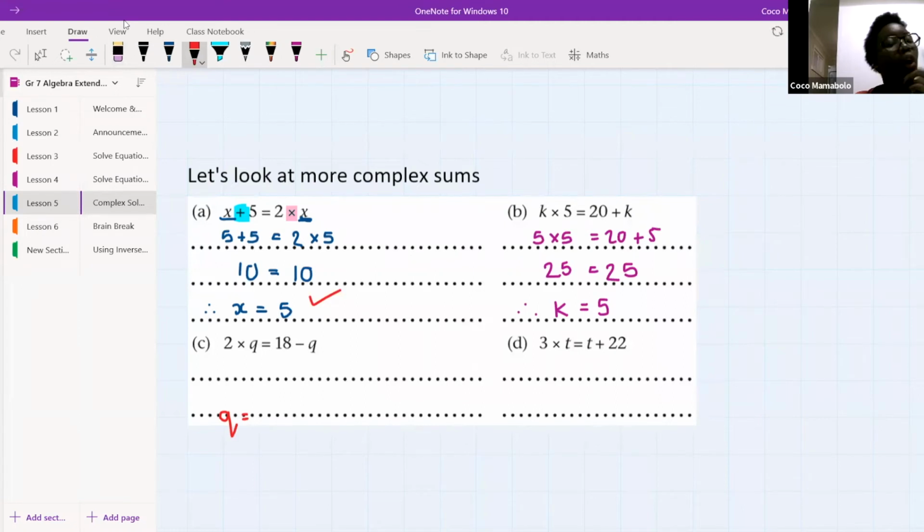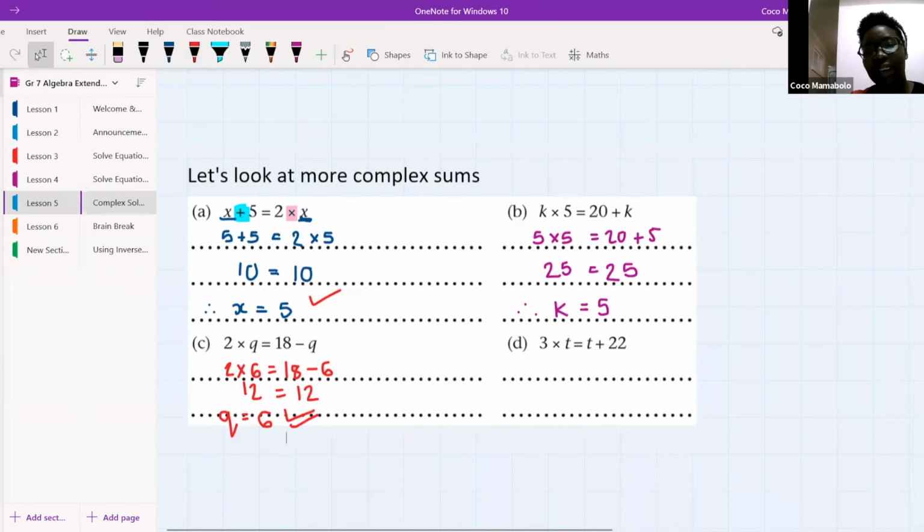6. Okay. Let's try 6. Good. Give me the sum. 2 times 6 is equal to 18 minus 6. Good. What's 2 times 6? 12. Good, it's 12. And what's 18 minus 6? 12. It's 12 there. And is 12 equal to 12? Yes. Absolutely. Therefore, Q is equal to 6.